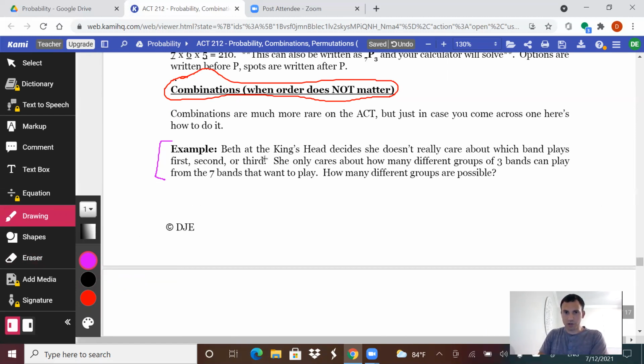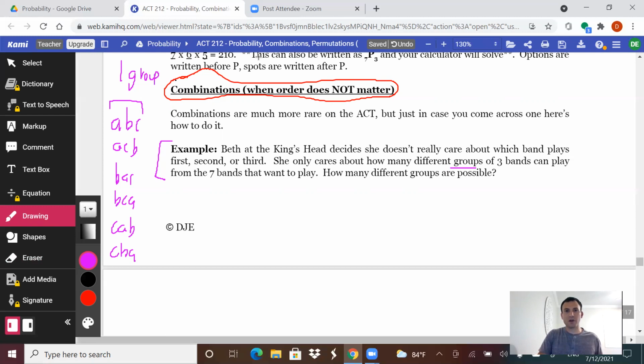So anyway, combination is easy enough. I'll show you. Beth at the King's Head decides she doesn't really care about which band plays first, second, or third. She only cares about how many different groups of 3 bands can play from the 7 bands. How many different groups are possible? In other words, Beth doesn't care what order the bands play. So she doesn't care if it's A, B, C, A, C, B, B, A, C, B, C, A, C, A, B, or C, B, A. This does not count as 6 outputs for her. She does not care about the order. This is just one group.